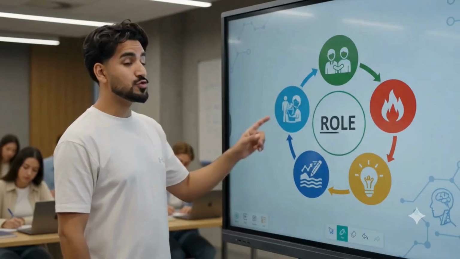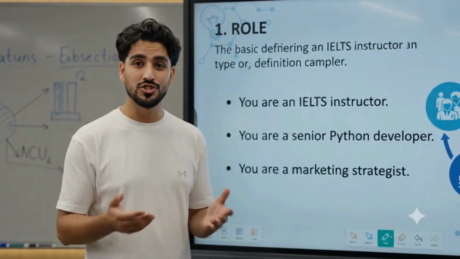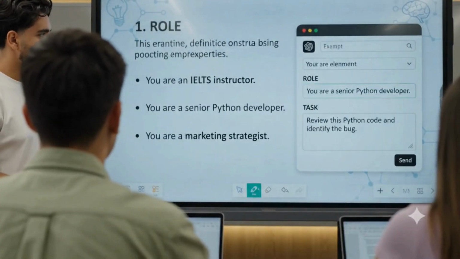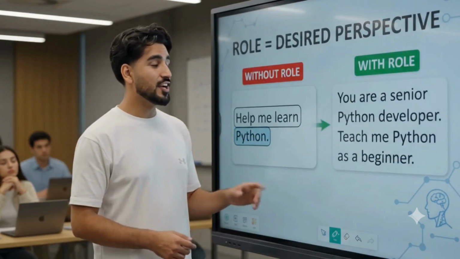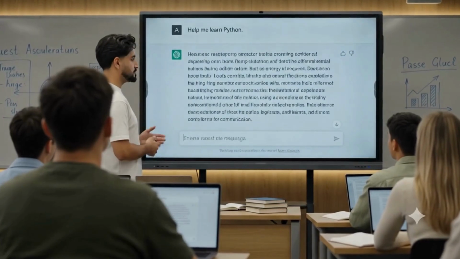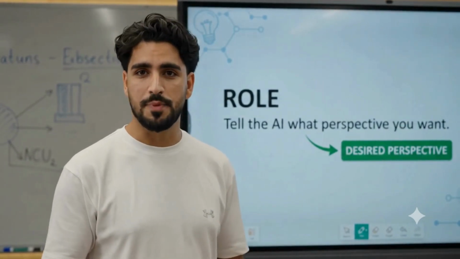The first element is role. A role tells the AI what perspective or type of expertise you want it to use when answering your request. For example, instead of simply asking, "Help me learn Python," you could say, "You are a senior developer. Teach me Python as a beginner." This doesn't make the AI a real developer. It simply gives the model a clearer perspective for the response.